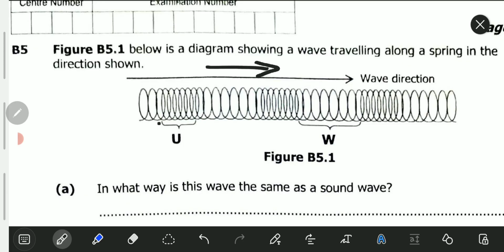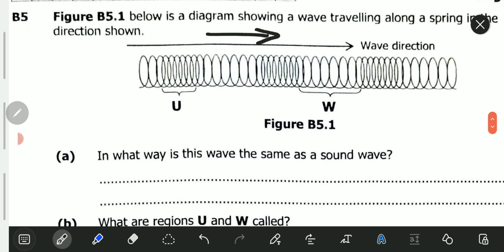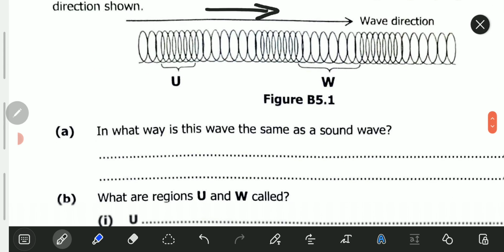Then we've got two parts which have been labeled U and W. U is this part and W is this part. So let's see what the question asks of us. B5A, in what way is this wave the same as a sound wave?